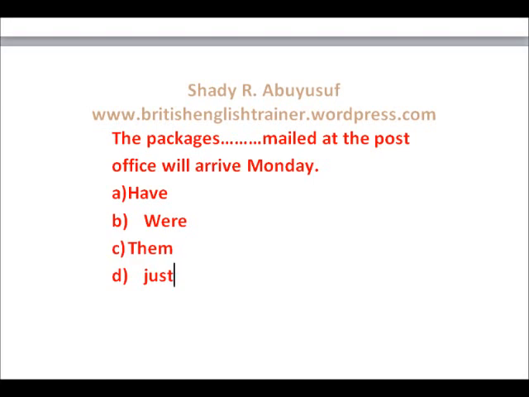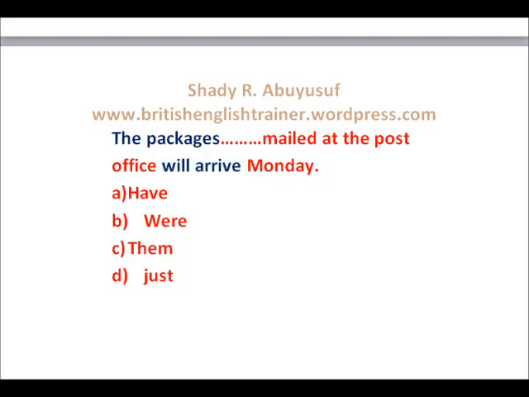When we try to analyze this sentence, we look at the subject first. Does it have a subject? Yes, which is the packages. That's the subject. Does it have a verb? Is mailed a verb? We say no, it's not a verb, because I can't say that the package is mailed, because packages are not people, so that they can mail. So mailed is not the verb. Mailed is an adjective here. Where is the verb? The verb is will arrive.